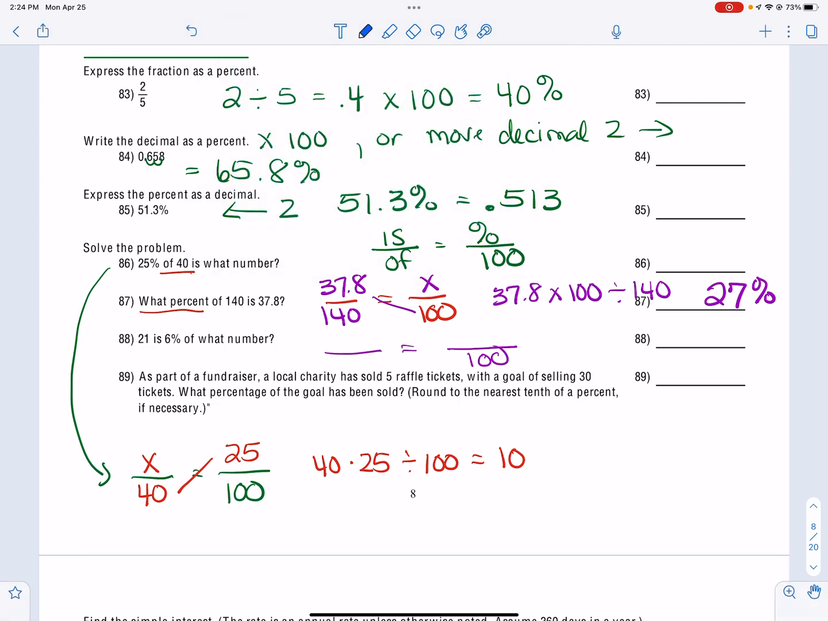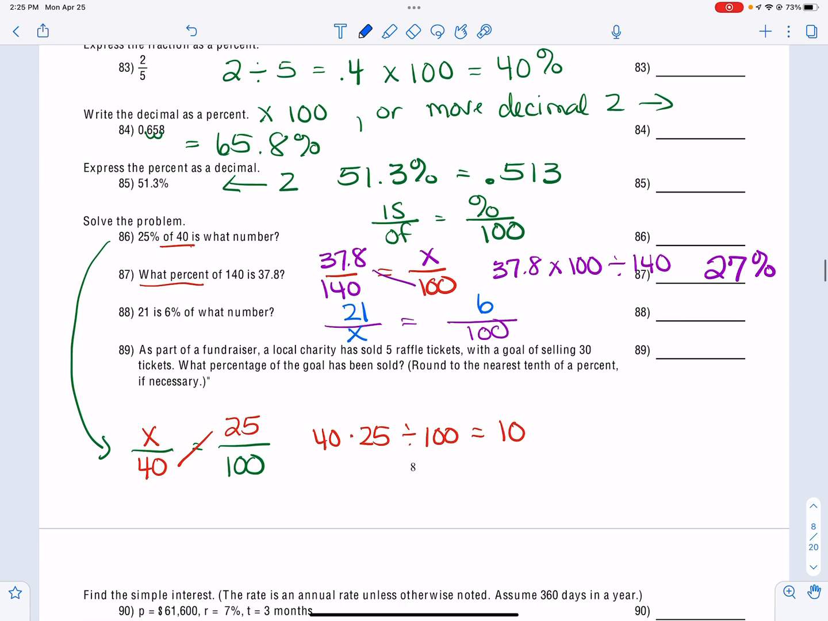And then the last one, we're looking for the bottom number of, it says blank equals blank over 100. And it says 21 is 6% of what number? So we take 21 times 100, then divide it by 6, and that gives us 350, okay?